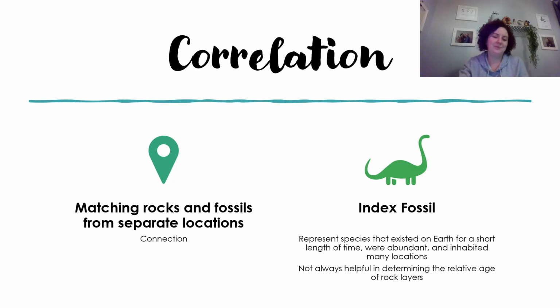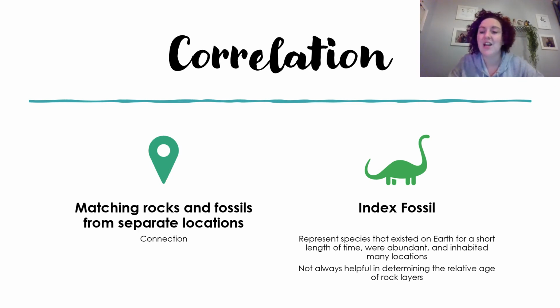Now, correlations. Correlations is essentially trying to find things that match up to explain why things are the way that they are. So this is matching rocks and fossils from separate locations, or making those connections. The type of fossils that we use are called index fossils. Now, index fossils are very special.